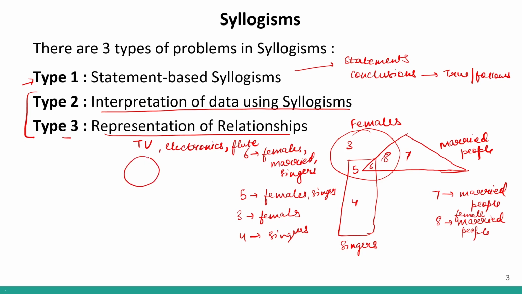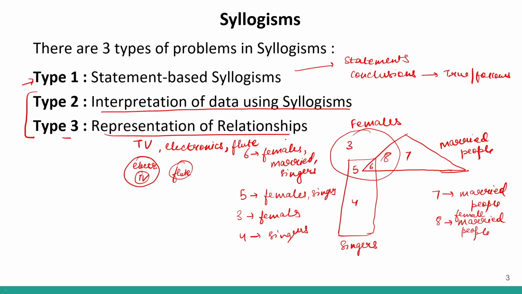So I could say we have a larger circle for electronics. Inside this circle we will have TV. There are various types of electronics, TV being one of them. And flute will be a separate entity because flute is a music instrument. It does not have anything to do with electronics, so they will not come in the same set. So this will be my Venn diagram. Using this Venn diagram, I could represent the relationship between TV, electronics and flute. These are the types of questions that come in representation of relationship. Clear? These are the types of questions that come in your type 2 and type 3.